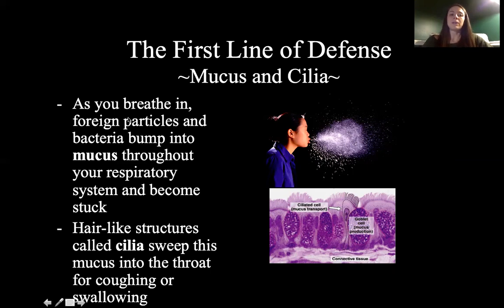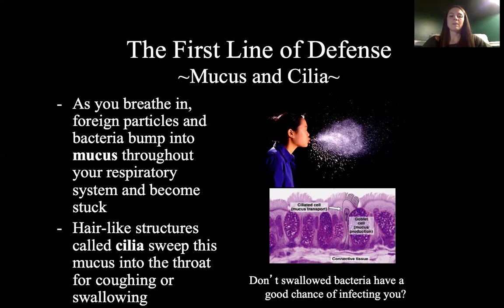So basically, as you breathe in foreign particles that are just in the air, if there's bacteria or viruses in them, they'll bump into the mucus throughout the respiratory system. They get stuck. And the hair-like structures, this right here is cilia, they basically trap that mucus with the particles in it and either cough it up or swallow it down into the stomach. 2 ways to get the bacteria away from the lungs, which is really the idea. Now, you might think, well, if you swallow bacteria, don't we have a problem here? Isn't it now inside of our bodies?